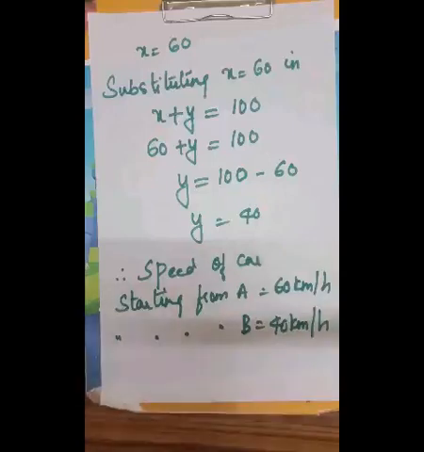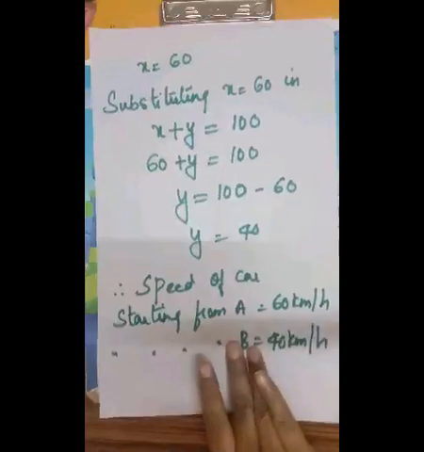When do we take minus? Relative speed becomes minus when the cars are traveling in the same direction, and relative speed becomes plus, that is speed x plus y is equal to 100, when the cars are moving in the opposite direction. Is it clear? Yeah, now moving to the next question.